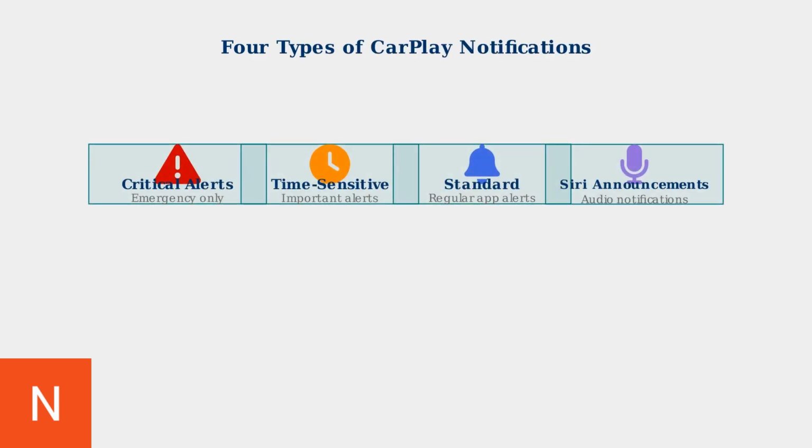Critical alerts are for emergencies only. Time-sensitive notifications are important but not emergencies. Standard notifications are regular app alerts. And Siri announcements are audio notifications read aloud.